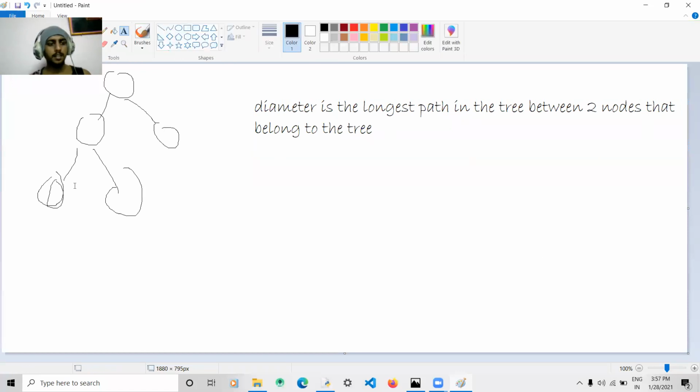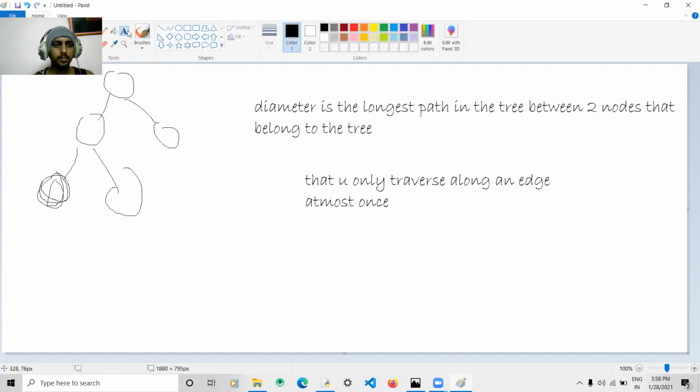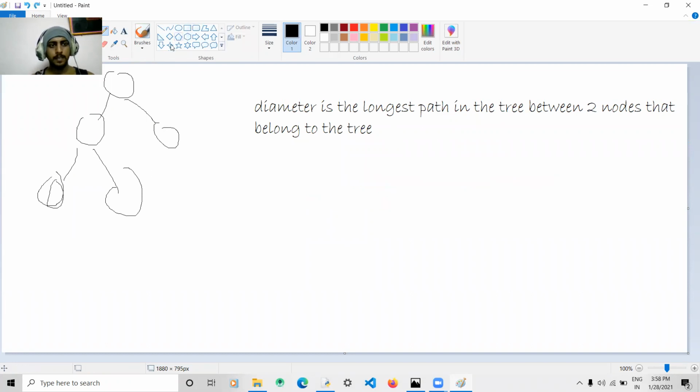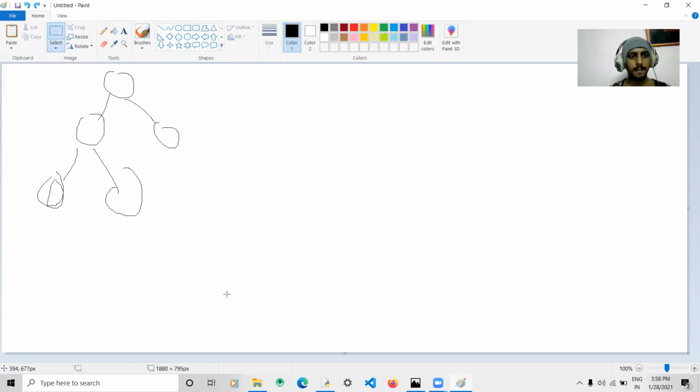So basically, what is the longest path that you can cover going from one node to the other one, assuming that you only traverse along an edge at most once, just once? So you can't do something like this: go this way, go that way, go that way, go that way. In this case it will be 4, but you traverse this one twice, so this is bad. So let me just get you a better tree.